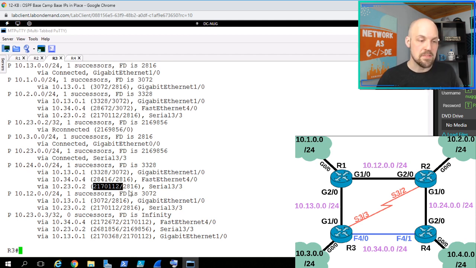The other AD would be this right here. I call it reported distance, or RD. Advertised distance, or AD, is another way of saying it, but it's what my router's neighbors are telling me is their distance to the network in question. In this case, this network, 10.24.0.0/24. The advertised distance, reported distance. Okay, so let's be really clear on this.